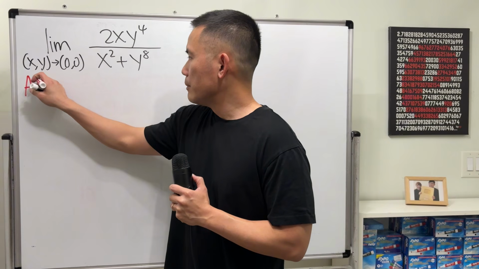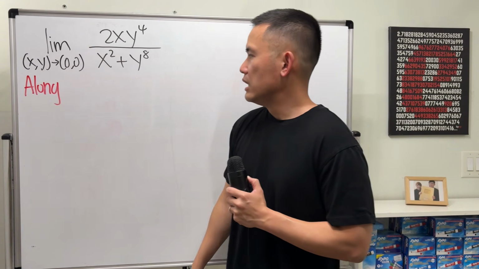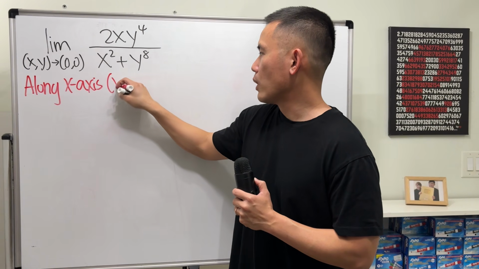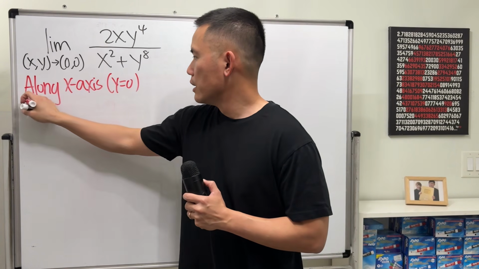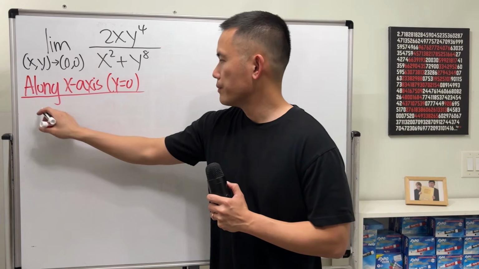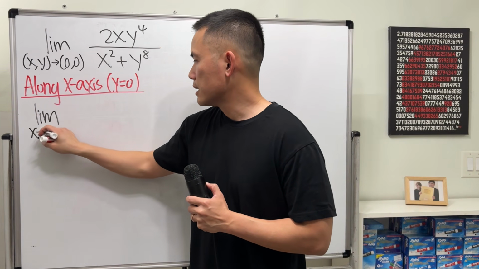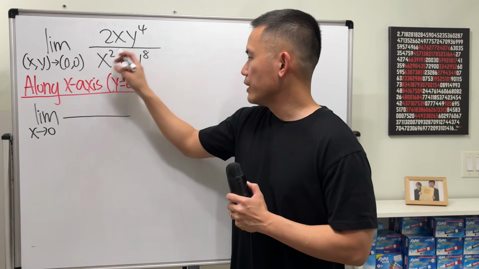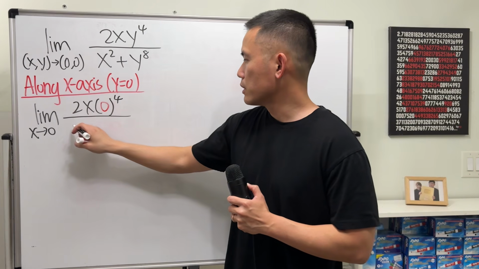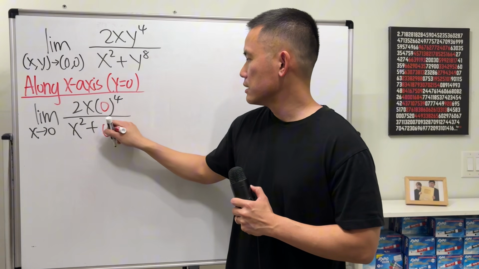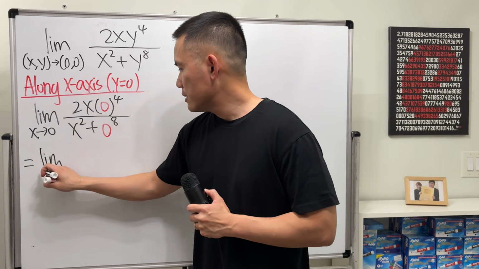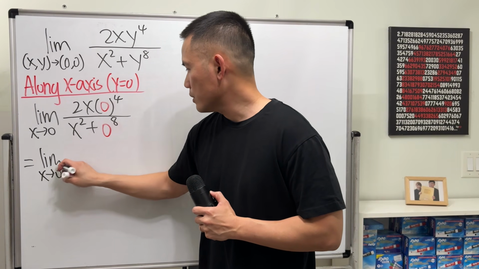First, I'm just going to go along the x-axis. When we go along the x-axis, that means y is exactly equal to 0. That means I can plug in 0 for y, and x will be approaching 0. So that's the limit as x approaches 0 of 2x times y, which is 0, over x squared plus 0 to the 8th, to the fourth power.